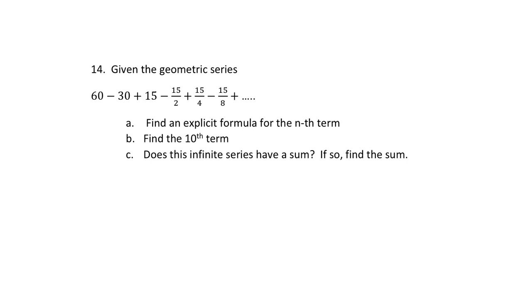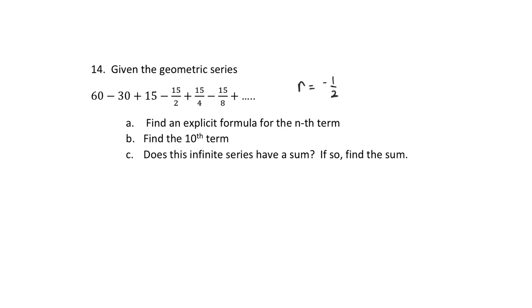So 60 times -1/2 is -30. -30 times -1/2 is +15. 15 times -1/2 is -15 halves. So the common ratio, r, is -1/2. Each term is multiplied by -1/2.